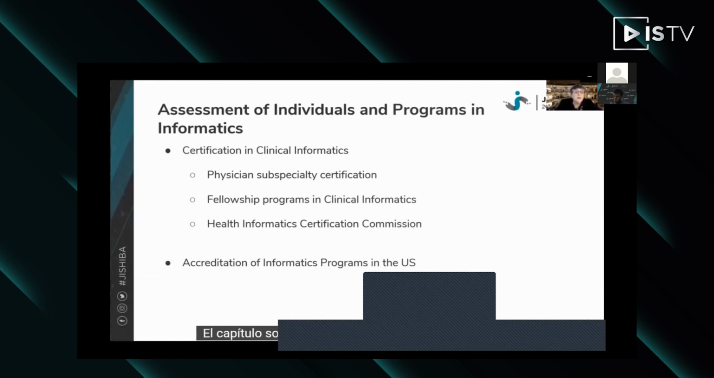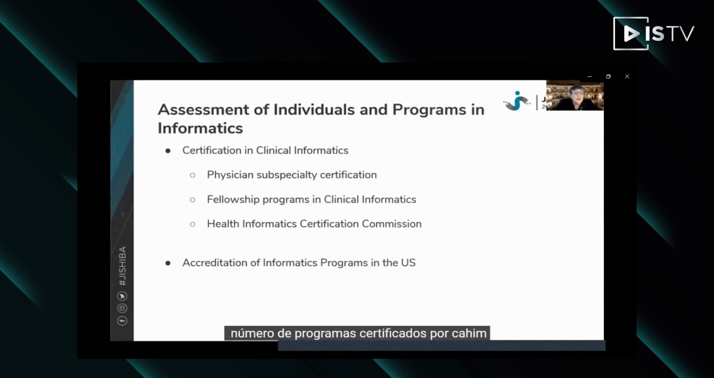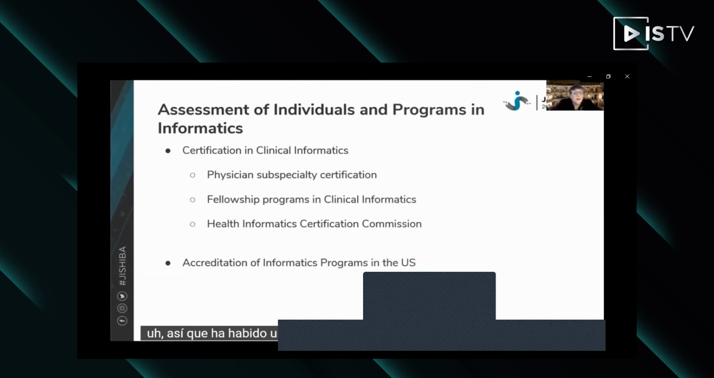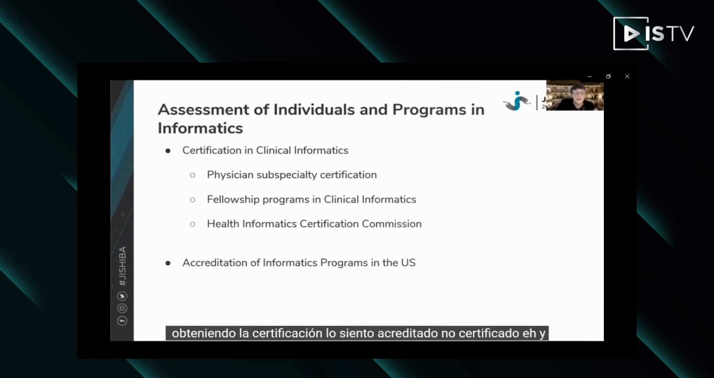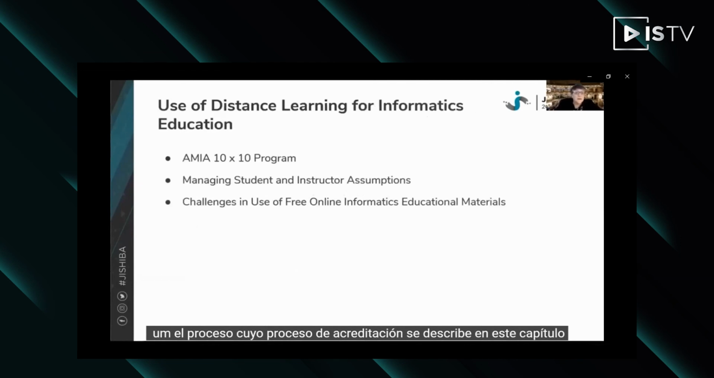In any case, that chapter on certification discusses the background to the certification process as well as the new exam that's being developed. The chapter on accreditation of informatics programs focuses largely on the growing number of programs that are accredited by CAHIM, which is the Commission on Accreditation for Health Informatics and Information Management Education. There have been a number of programs that are accredited, and more are getting accredited, not certified. The accreditation process for that is described in this chapter.